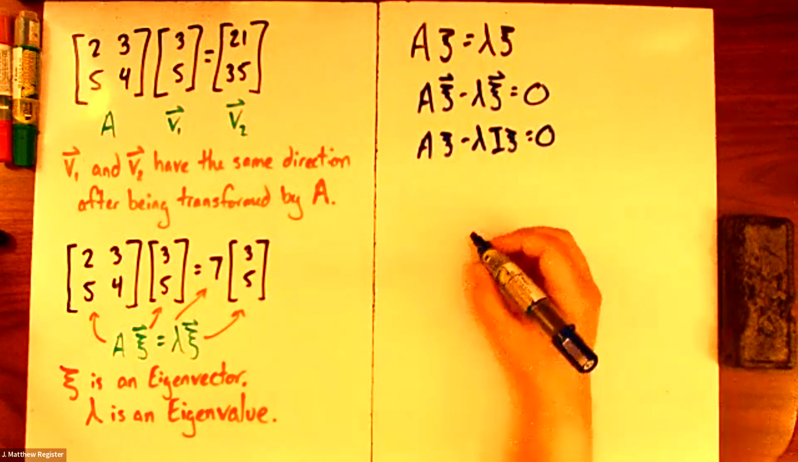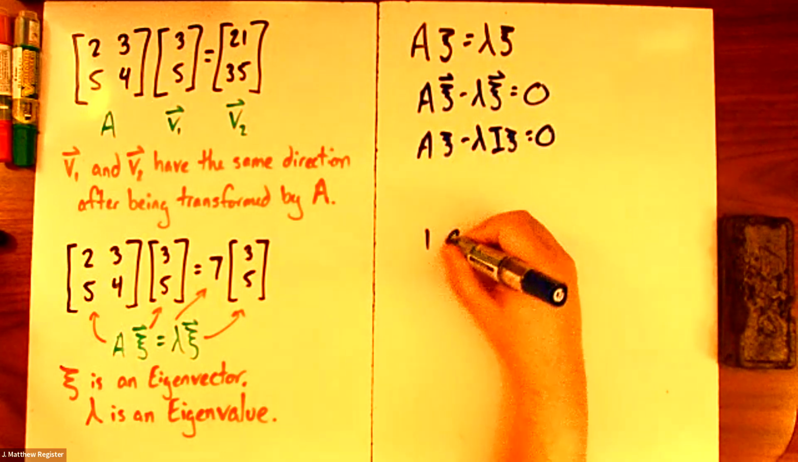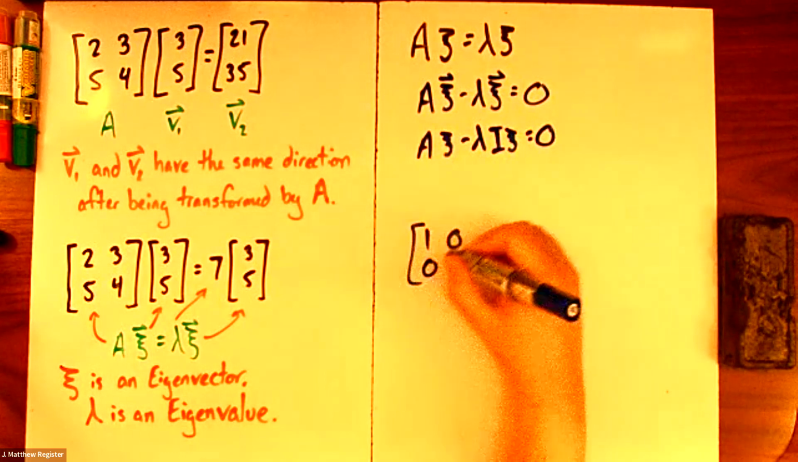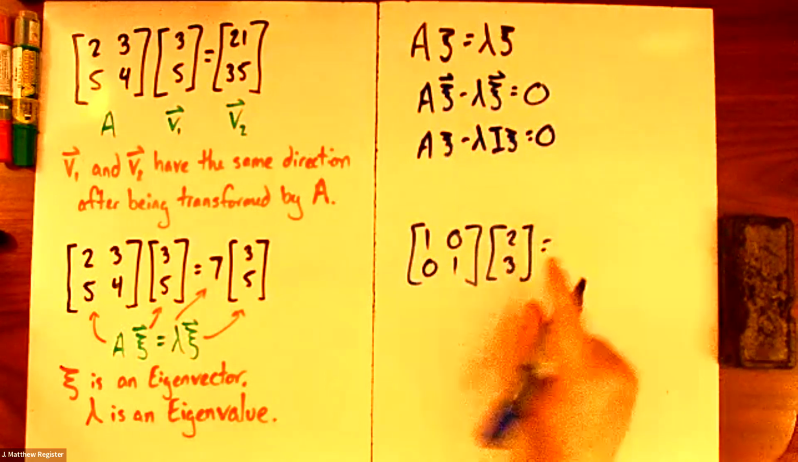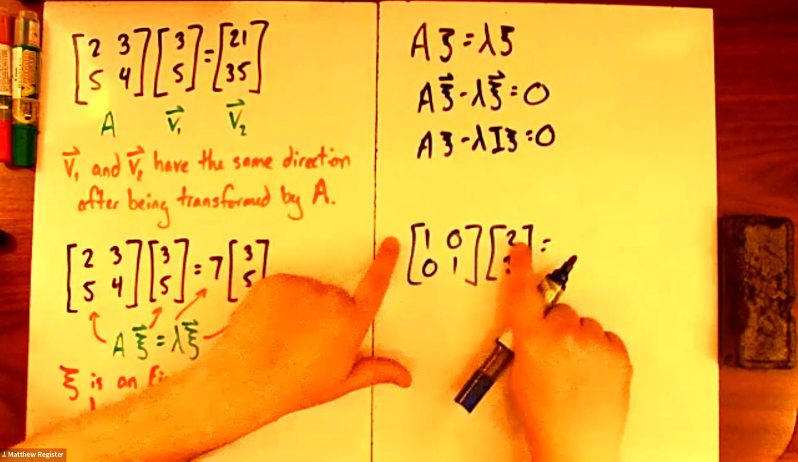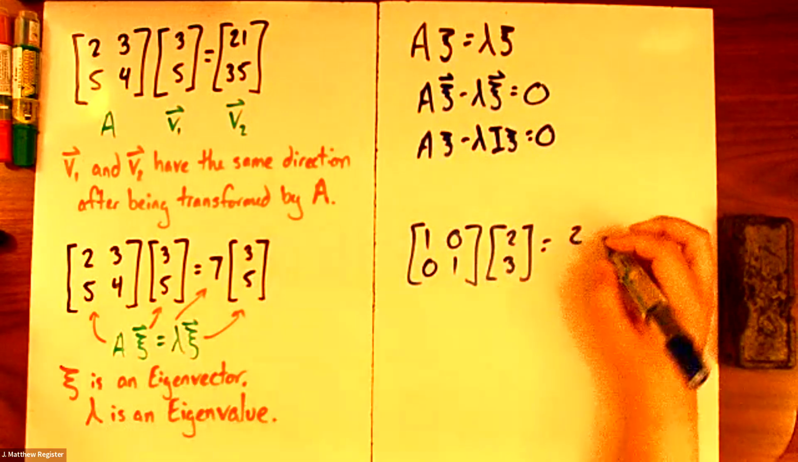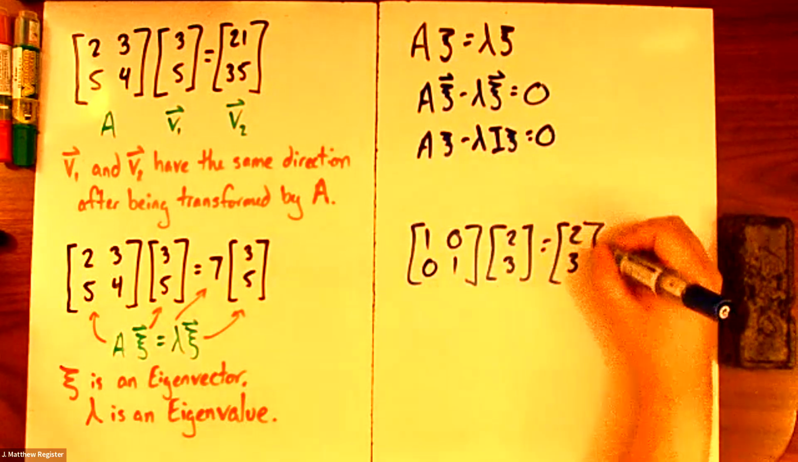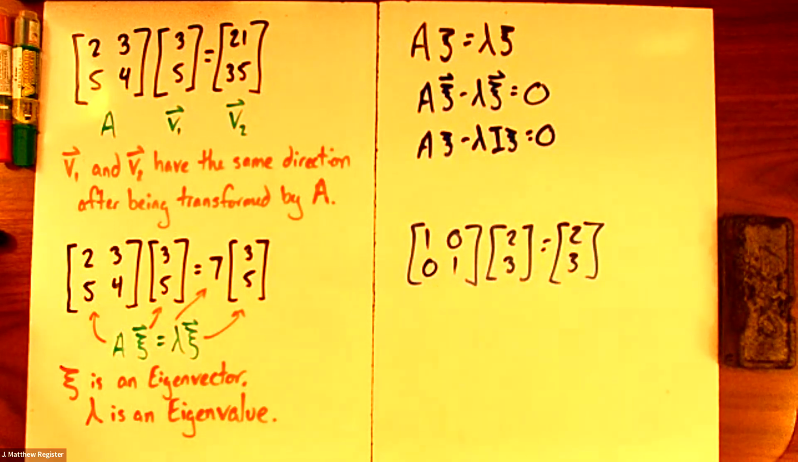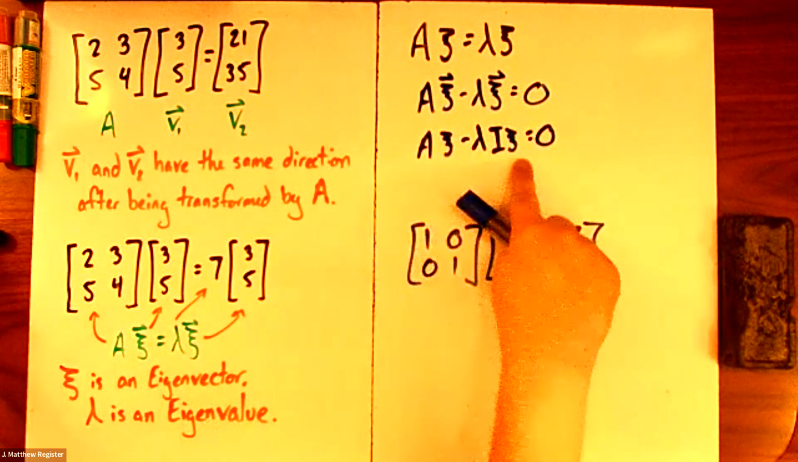And if you want, we could just take a look at this. 1, 0, 0, 1 times 2, 3, or whatever vector we're dealing with. It's going to be 2. It's going to be 3. And so we know that this is still true.